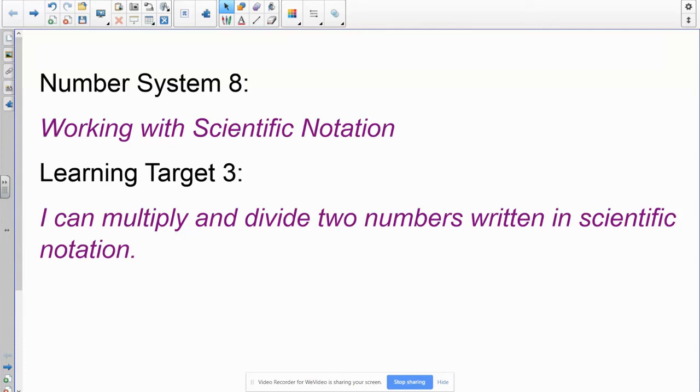Number Systems 8, working with scientific notation. Learning target 3: I can multiply and divide two numbers written in scientific notation. So in this lesson, we're going to work with the multiplication and the division of two numbers written in scientific notation.